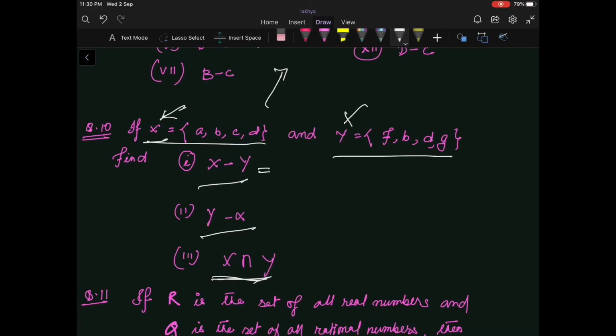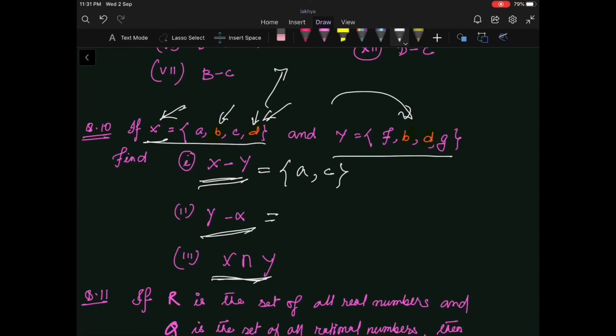How to find it? We just need to eliminate the elements of Y from the set X. Okay, so what are the common elements in these two sets? B, here is also B, and D, this is D. So when you find X minus Y, you have to eliminate these two elements which are present in this set Y. Okay, so A comma C, these are the remaining elements.